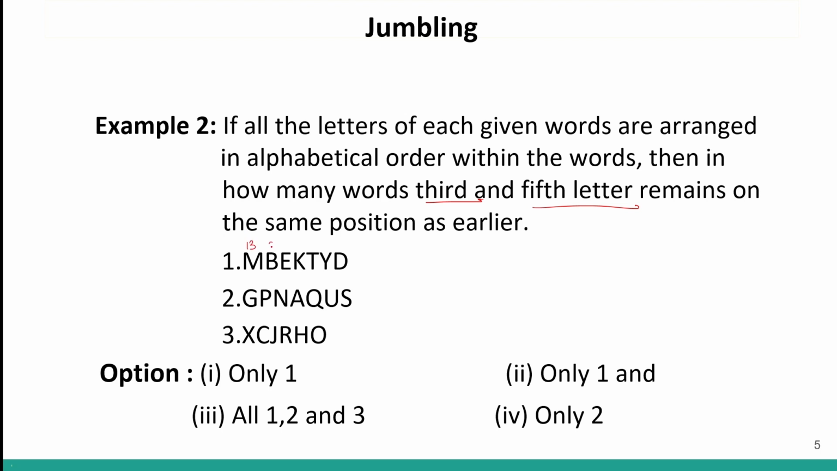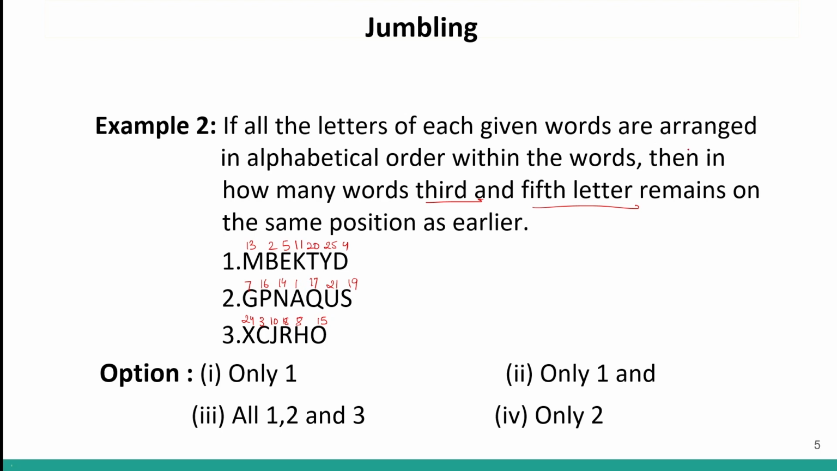Okay, 13, 2, 5, 11, 20, Y is 25 and this is 4. Then G is 7, P is 16, N is 14, A is 1, Q is 17, U is 21, and S is 19. Okay, X is 24, this is 3, this is 10, R is 18, H is 8, and O is 15. So I just gave them forward ranks for your convenience.